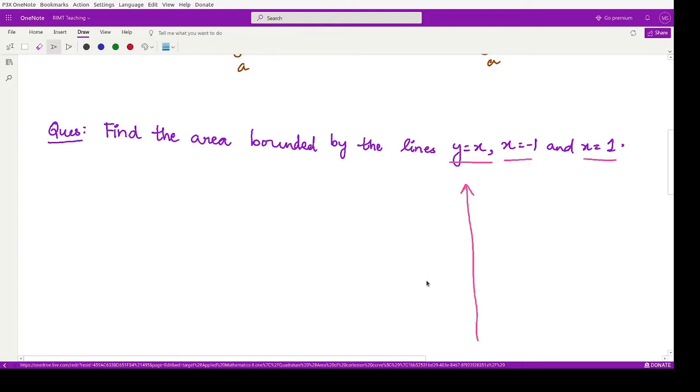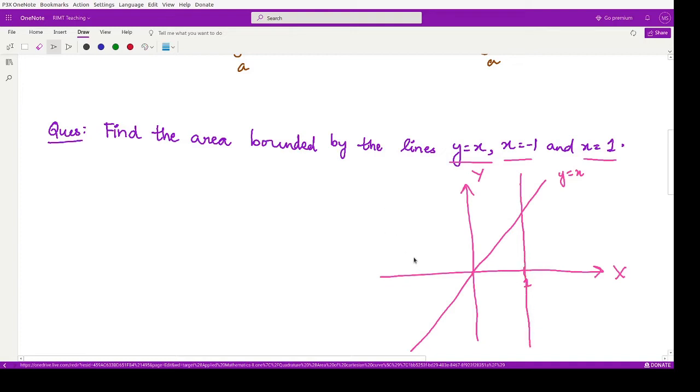Firstly we'll draw these lines. These are simple straight lines. This is the x-axis, this is the y-axis. The line y is equal to x would be a line which has an angle of 45 degrees with this x-axis. What is the line x is equal to 1? Say this is the point 1. So x is equal to 1 would be a straight vertical line passing through x is equal to 1. And another line at x is equal to -1 would be another vertical line which will pass through the point x is equal to -1.